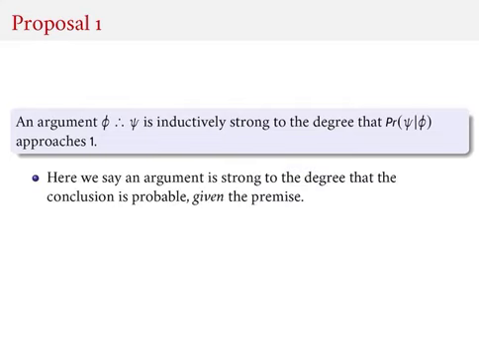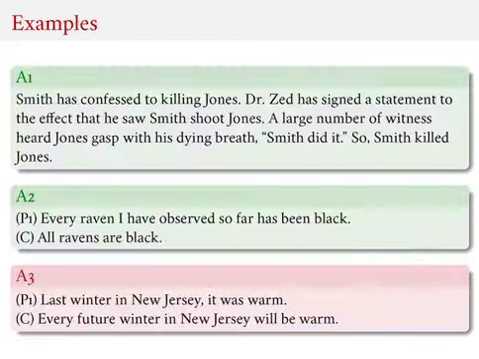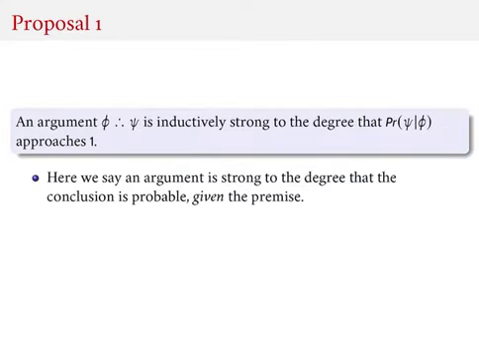So what we can say is that an argument is strong to the degree that the conclusion is probable, given the premise. So here, for instance, the premise that all of these ravens you have observed are black makes it very, very probable that all ravens are black. And similarly, all of this evidence about Smith, though it doesn't entail that Smith did it, makes it very, very probable that Smith did it. And so that's why these are very strong arguments, inductively speaking, because they're strong to a very high degree, whereas the fact that there were 1 or 2 winters recently that were warm does not make it very likely that every future winter will be warm.